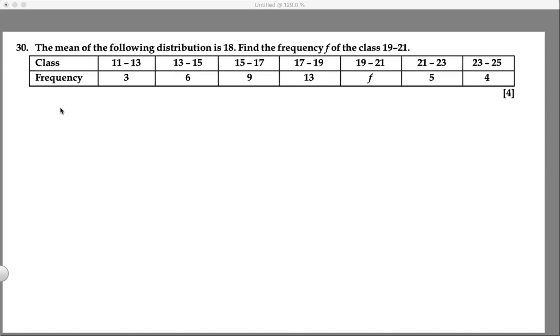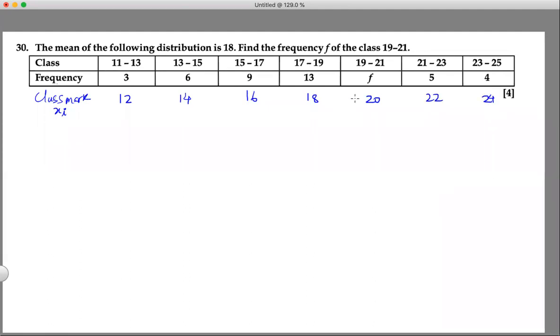So what will we find next? We have the frequency. To find the mean, we need the class mark, usually denoted by xi, which is this plus this by 2. What is the class mark? 12, 4 by 2, so 12. And this will become 14, 16, 18, 20, 22, 24.